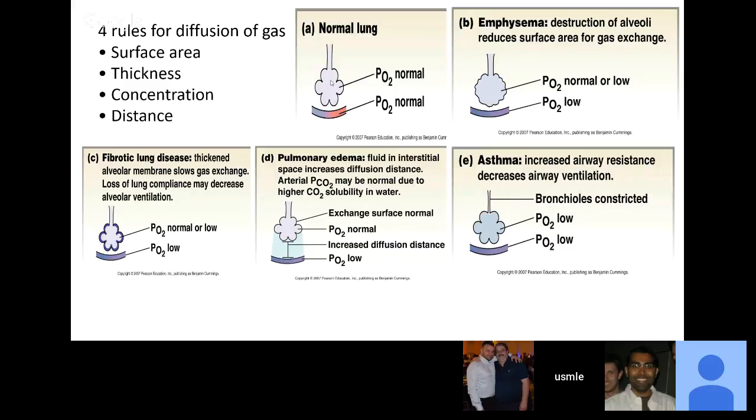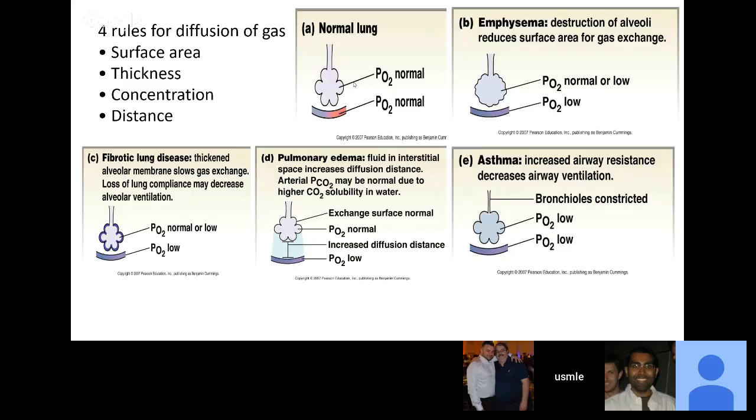Concentration of the gas is obviously very important. If you don't have enough oxygen, concentration will be low. If you have a very low concentration, the diffusion or the exchange of gas will be very minimal for both sides. We saw yesterday as the pressure goes, so that will apply to the concentration of oxygen and CO2.